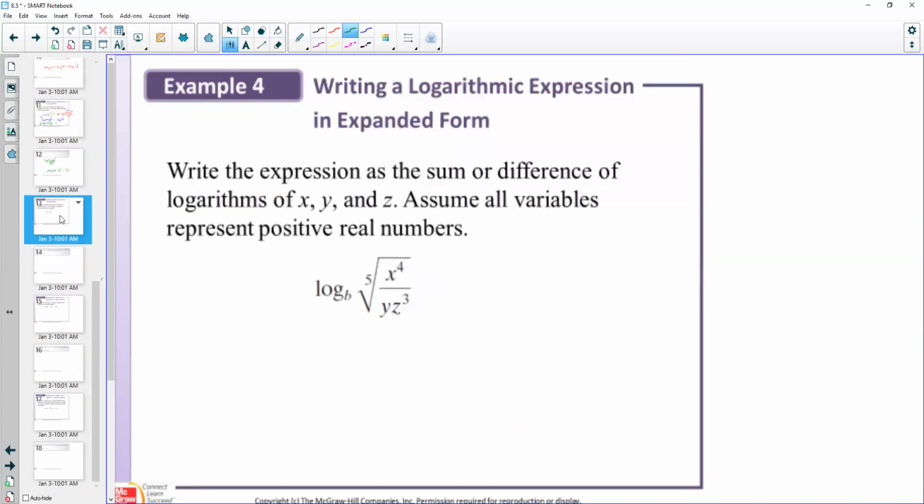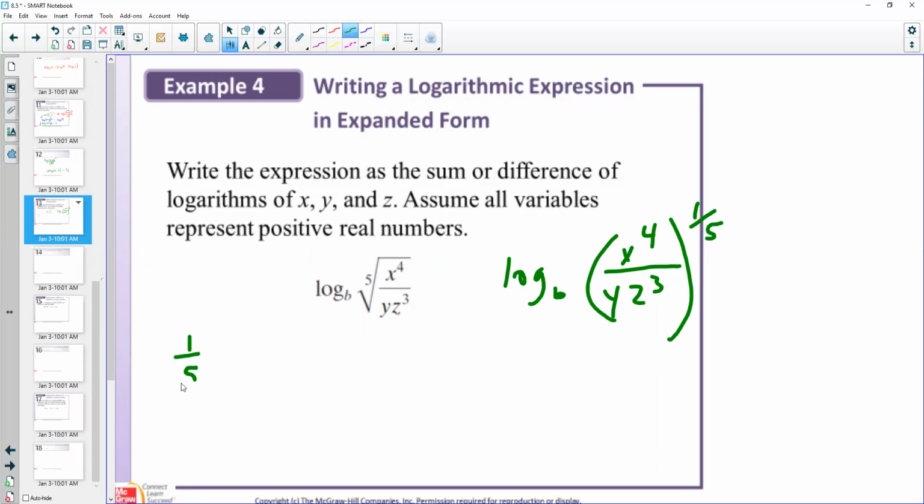All right, so we are going to then take this log. We're going to do the same thing. This one works a little differently again because everything is under the radical here. So I have log base b of x to the 4th over y times z to the 3rd, the whole thing to the power of 1/5. Okay, so I'm going to pull that 1/5 out to the front first, actually, because it is attached to this whole thing. So it's going to go way, way, way to the front.